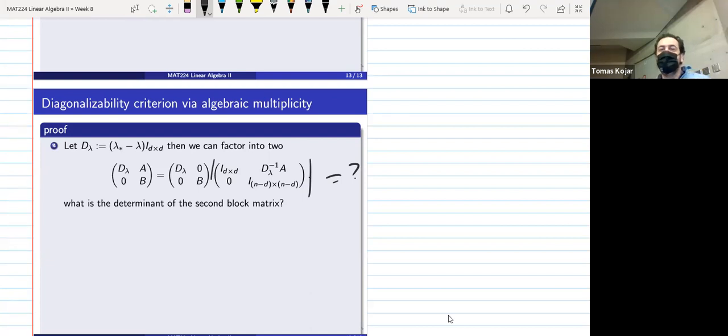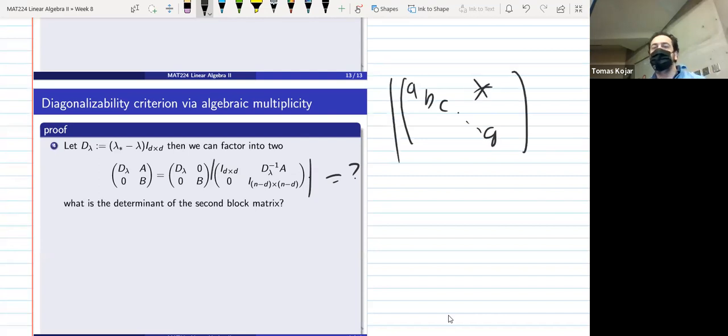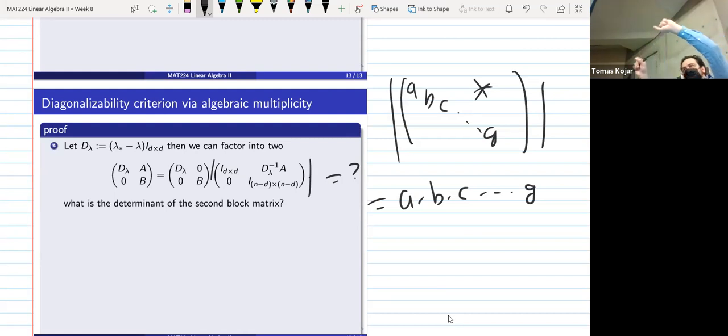Yeah. So in general, for any upper triangular matrix with diagonal entries A, B, C, and so on, with other stuff that doesn't matter, if you take its determinant, you just get A times B times C. Yeah, you have to visualize an n by n matrix.